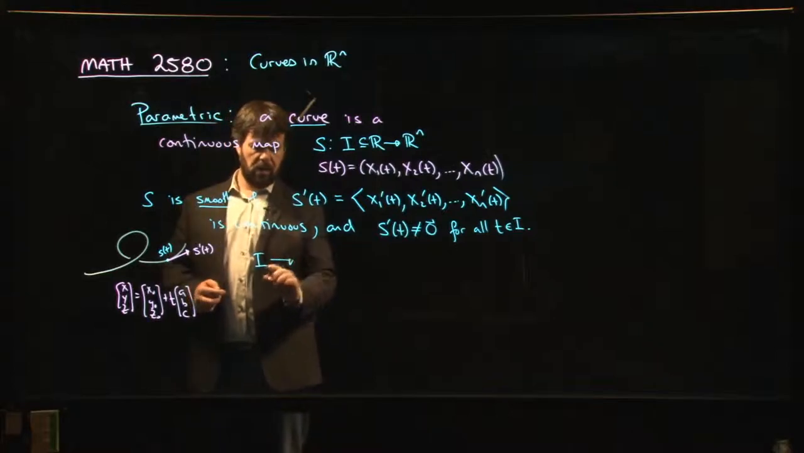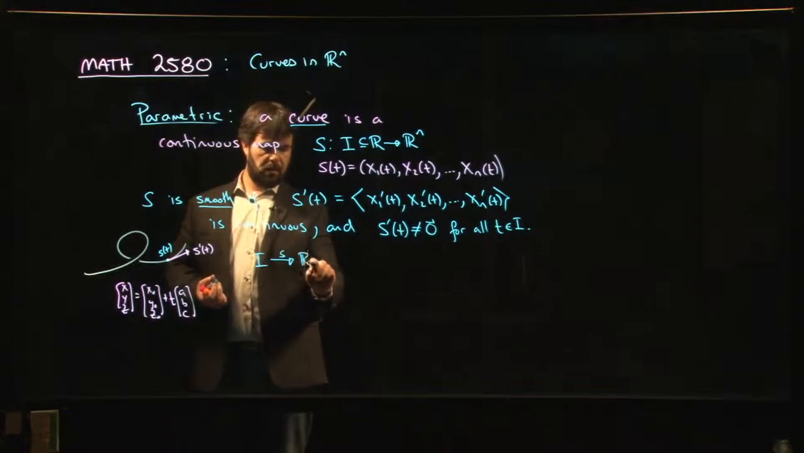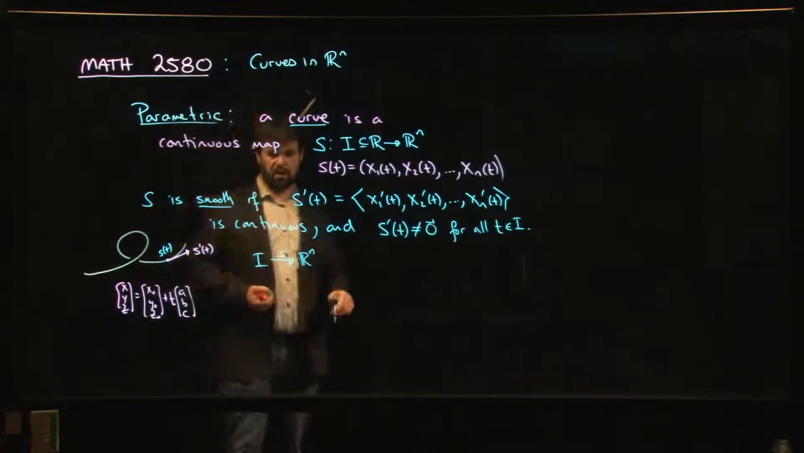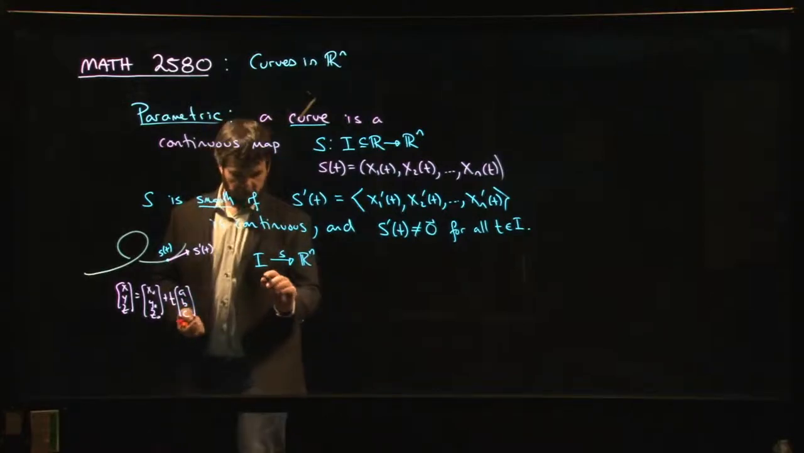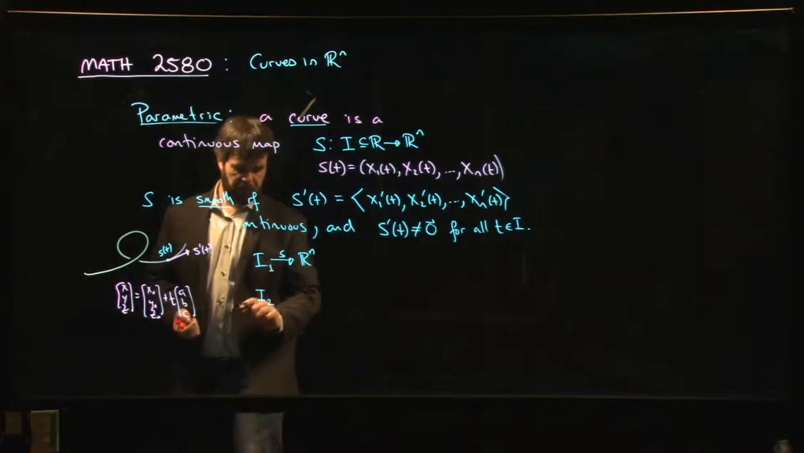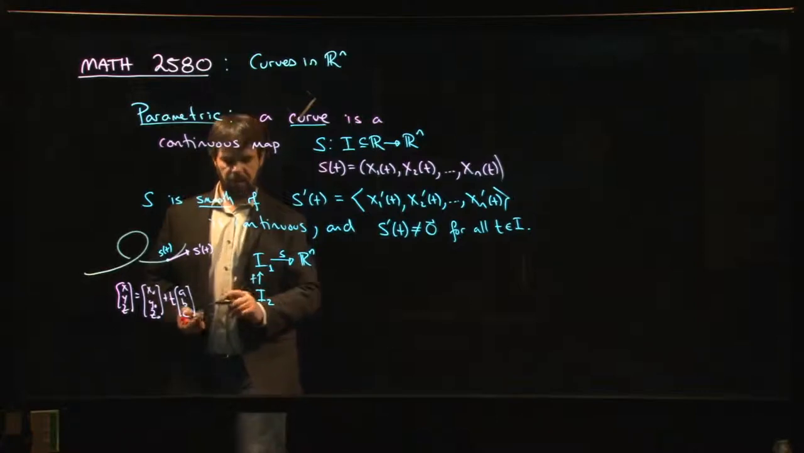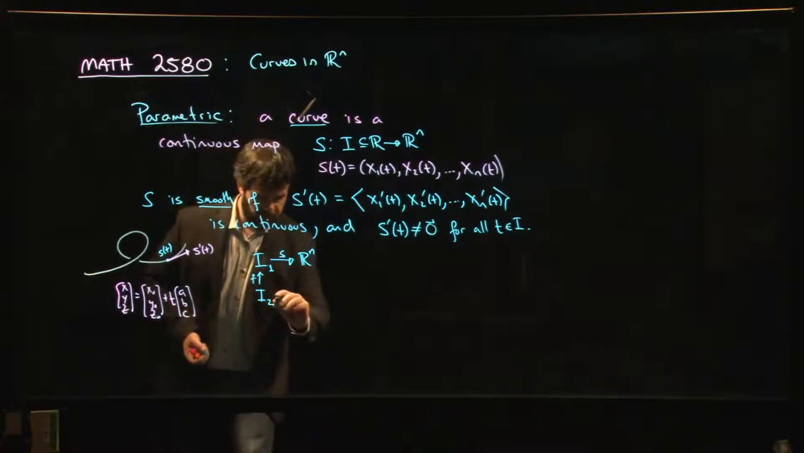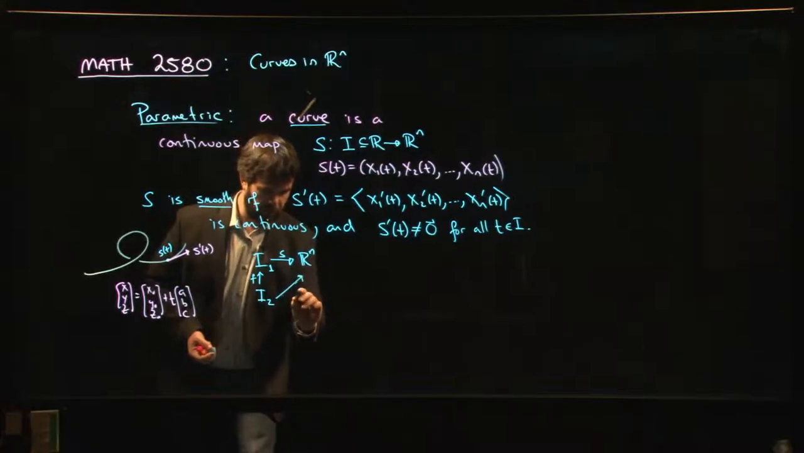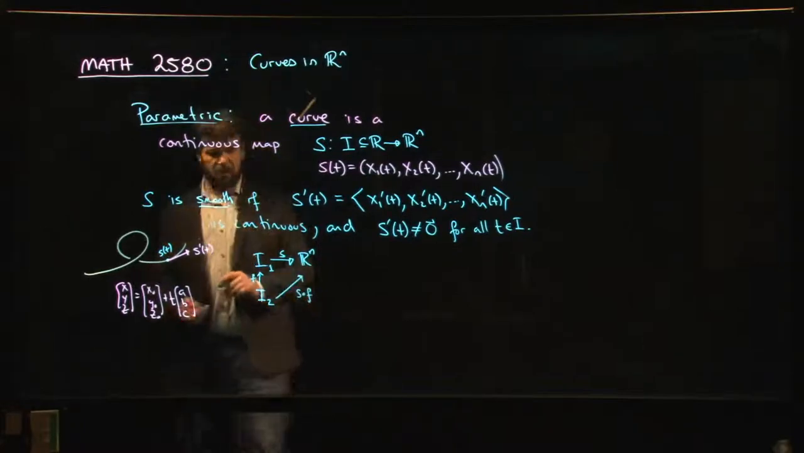you have your interval, and you have your function s going from that interval into Rn. Usually the way you end up reparametrizing is you have some other interval, right? So maybe this is the original one, maybe call that I1. And you have some new interval I2. And you introduce some one-to-one function, right? Let's just call it f, right? And then you get a new curve here, which is just s composed with f, right?